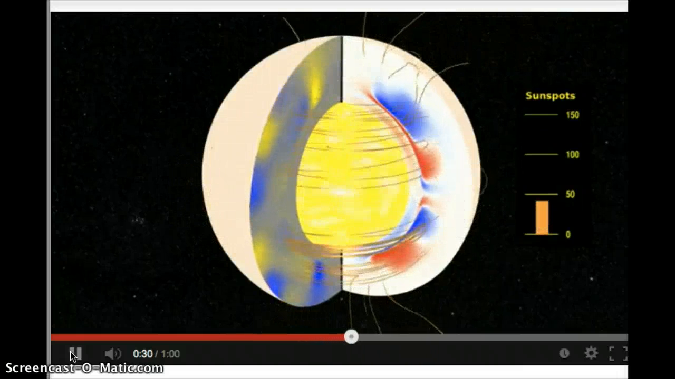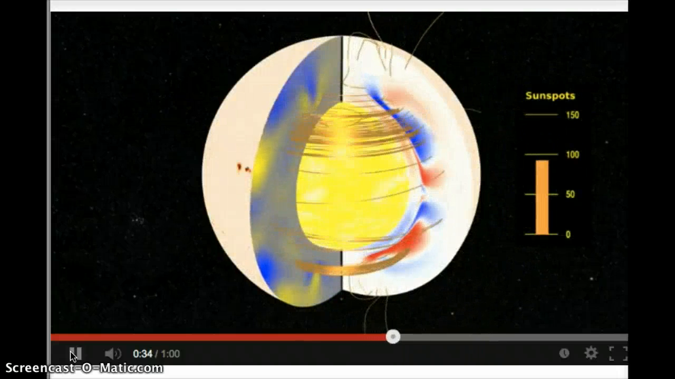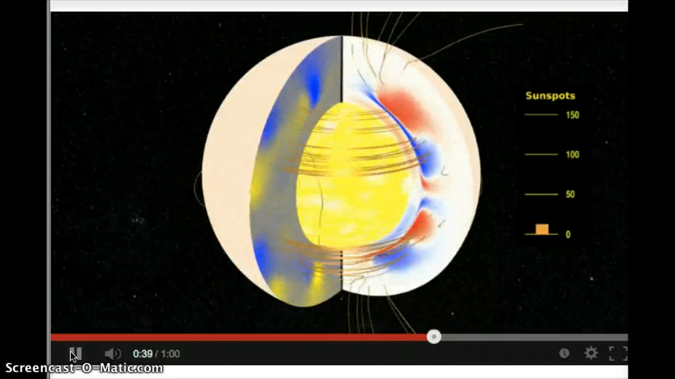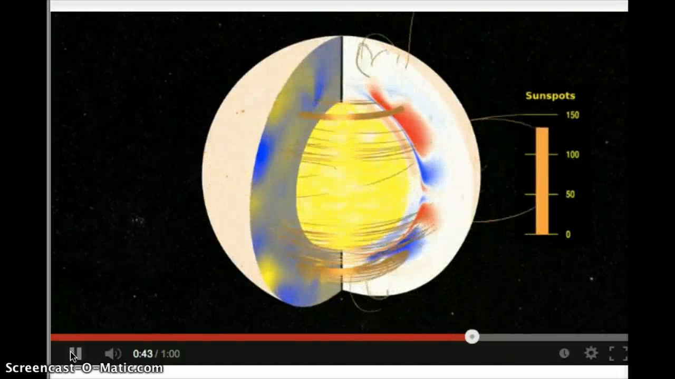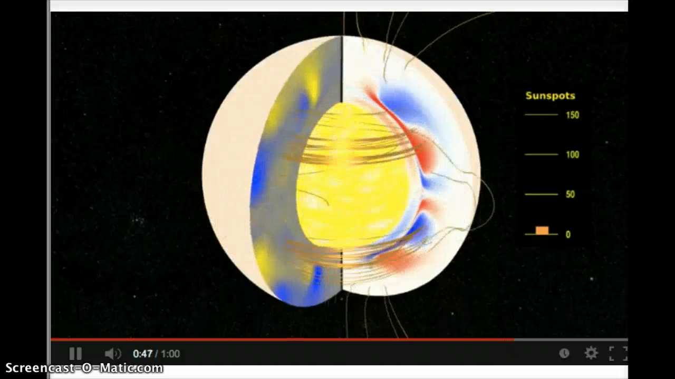A magnetic field is produced when a conductor rotates. Since the gases in the sun are ionized, they act as a conductor. Add in the rotation of the sun and a magnetic field is produced. This is called the magnetic dynamo, or dynamo.